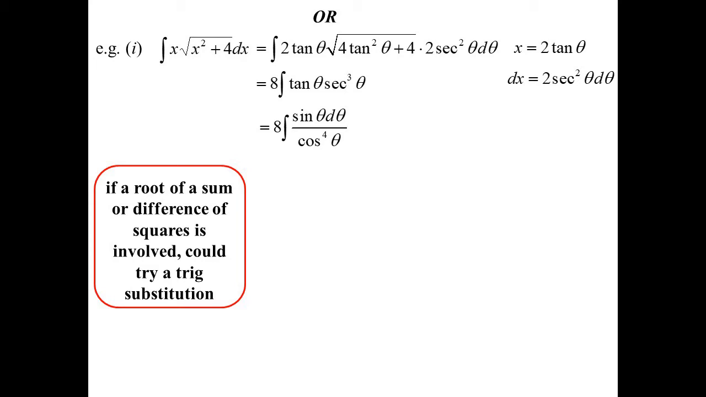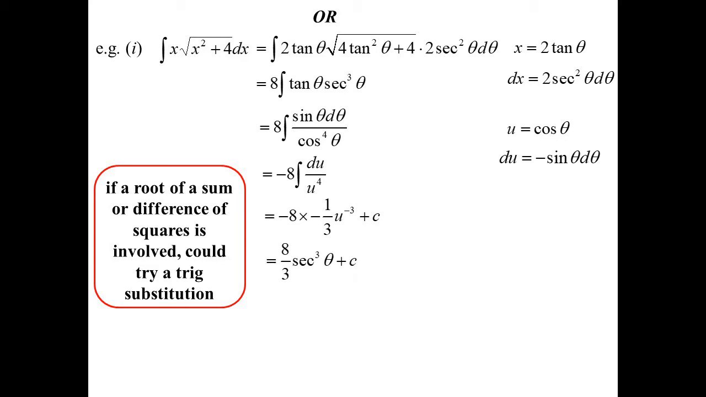All right, well, maybe I'll do another substitution. Let's let u equal cos theta. Then du is minus sine theta d theta. So I get minus 8 du on u to the power of 4. I finally got something I can integrate. So add 1 to the power over the power, but u was cos theta, so I can get the sec theta back in there, but I've still got to get it back to the x.